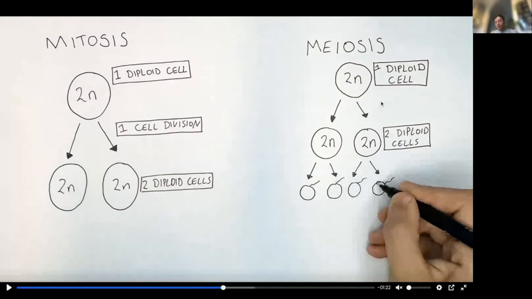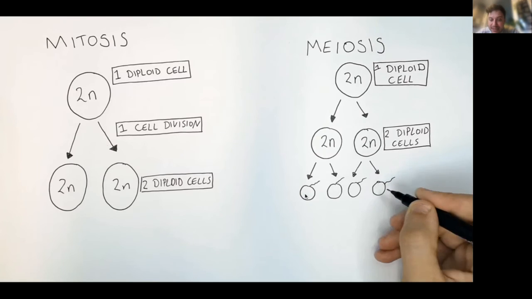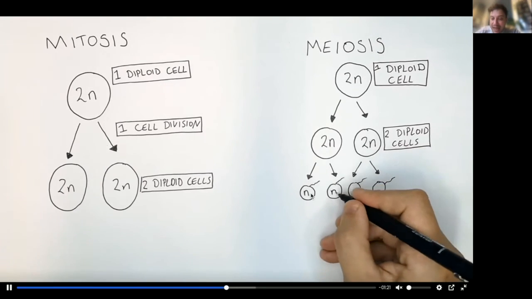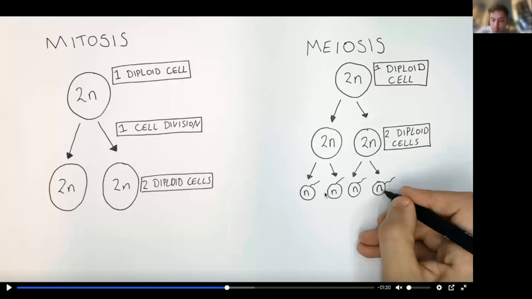So this is happening in a boy or a man, a male. One diploid cell divides once, divides twice: two cell divisions in meiosis, one cell division in mitosis. And so this here produces gametes. So in a man, it's sperm. And can you see here how many N's are in each? One N. So gametes are haploid, one set.